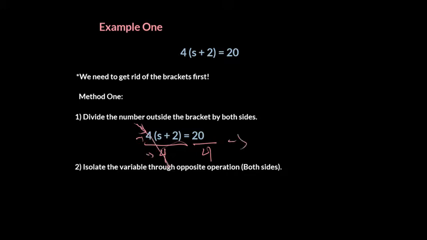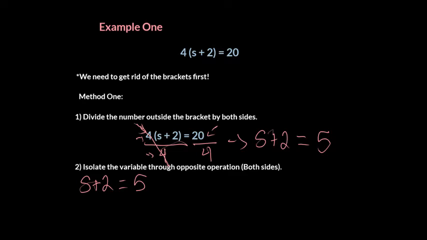By canceling out, all we're left with now is s plus 2 equals, and we do the work on the other side, 20 divided by 4 we know gives us 5. So there we go. Our new question is now s plus 2 equals 5. So step 2 says isolate the variable through opposite operation and doing it to both sides.